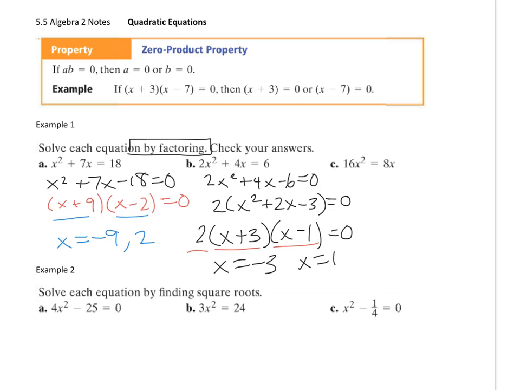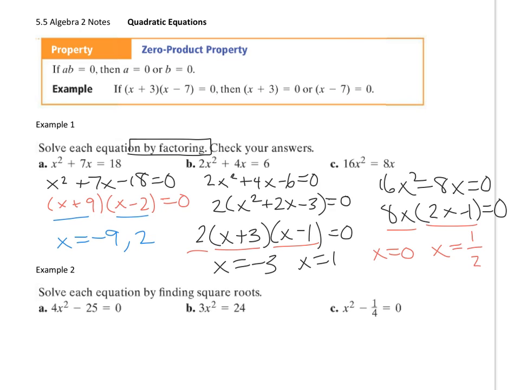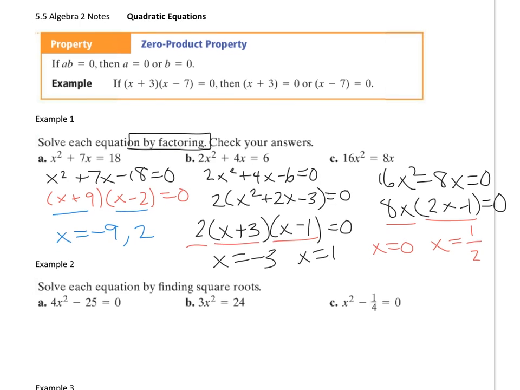And then the last one, I'm going to get one side equal to 0 again, so 16x squared minus 8x equals 0. Factor out a greatest common factor of 8x. So now I have 8x times 2x minus 1 equals 0. I set 8x equal to 0 and I get x equals 0. I set 2x minus 1 equal to 0 and I get x equals 1/2. So solve by factoring means you need to get one side equal to 0 and factor.